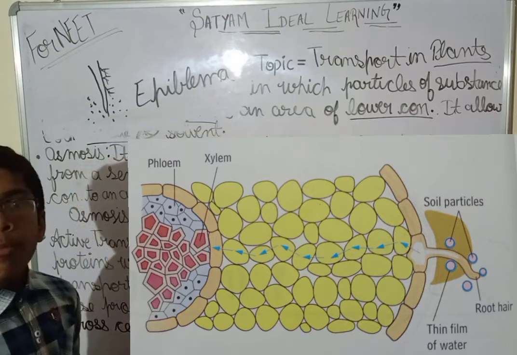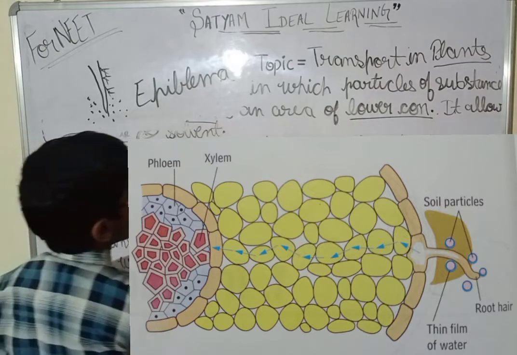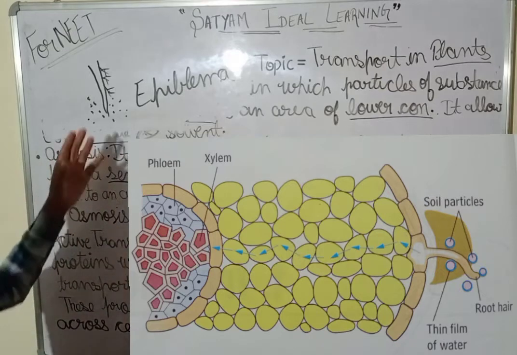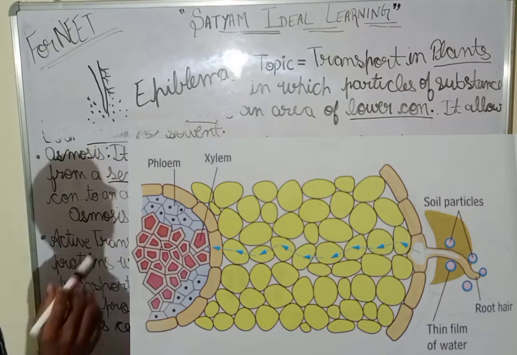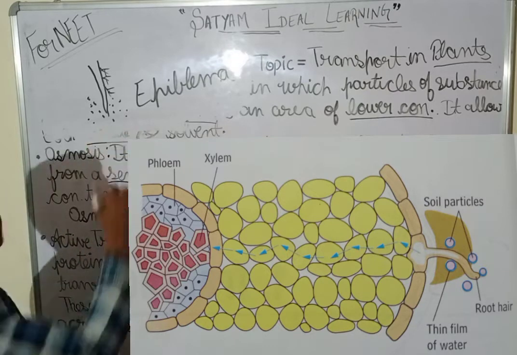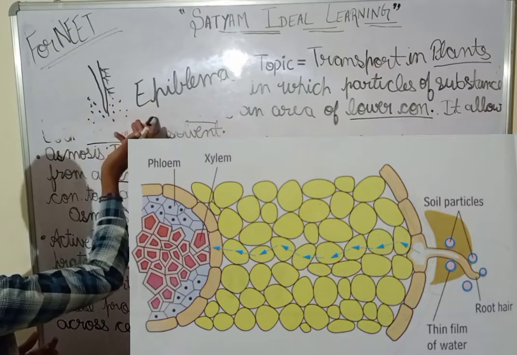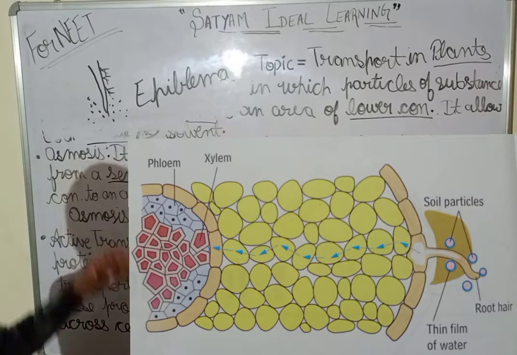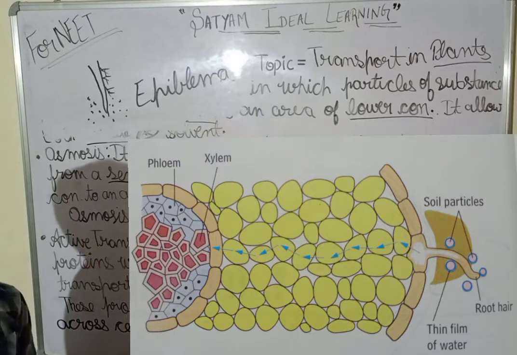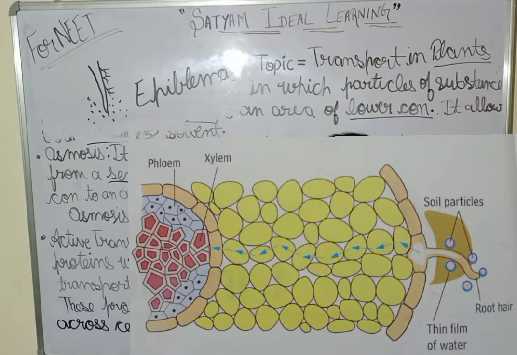They will move inside the root hair by passing the semi-permeable cell membrane. So they will move from an area of higher concentration in the soil to a lower concentration in the root. Inside the root there is lower concentration. So they will move from the higher concentration to the lower concentration, and osmosis and diffusion both are passive transport. It means that they do not need energy.